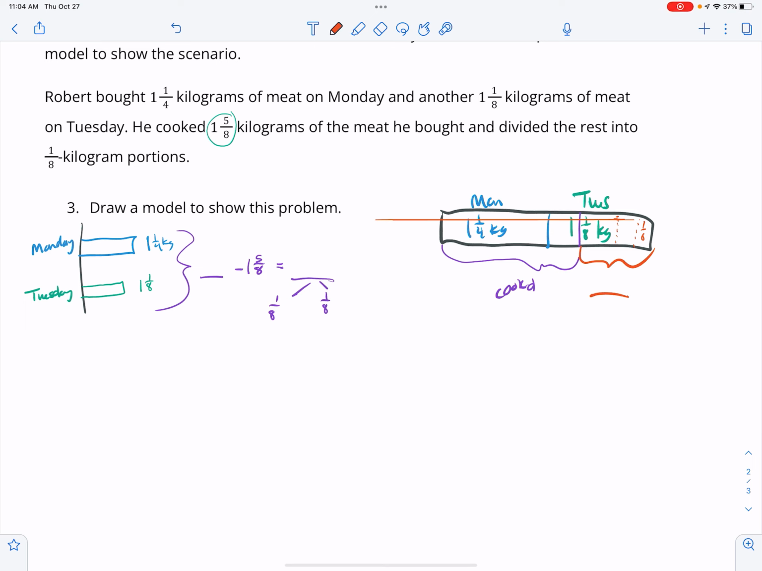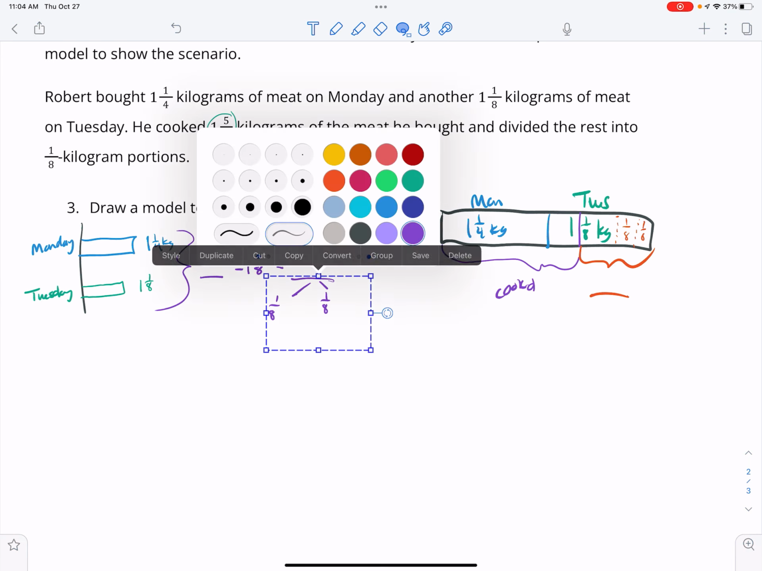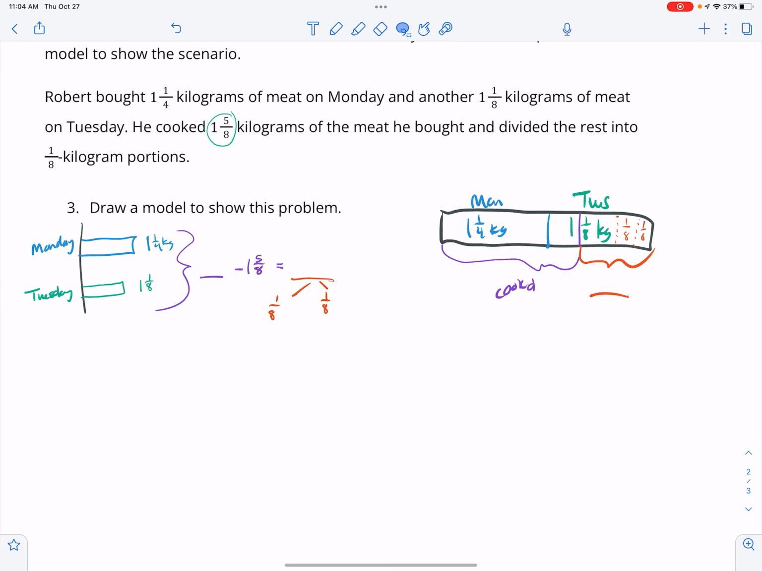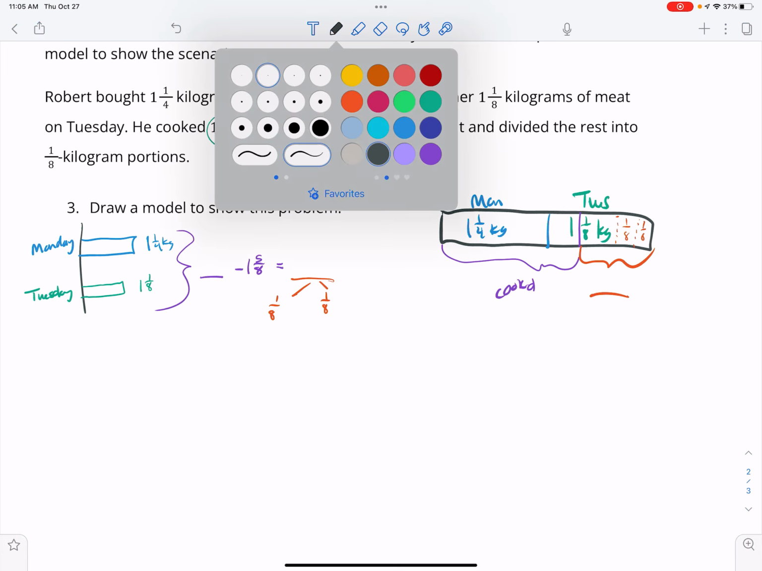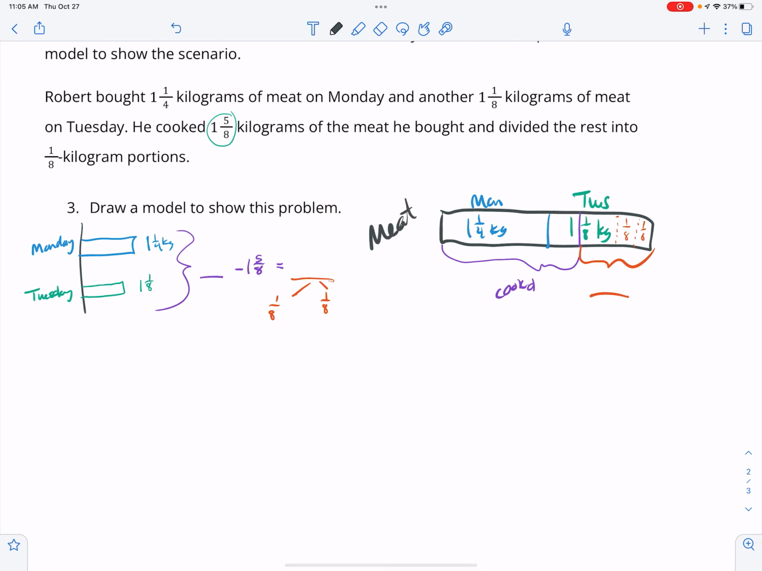So looking at this one big bar does seem to be a little bit easier for me to visualize all of this. And it's the same information, it's just shown a little bit differently. I am going to change this to orange to match our groups there. So here we have our model. It shows the meat. It shows how much he bought each day, shows some that he cooked, and then shows some that he divided up.